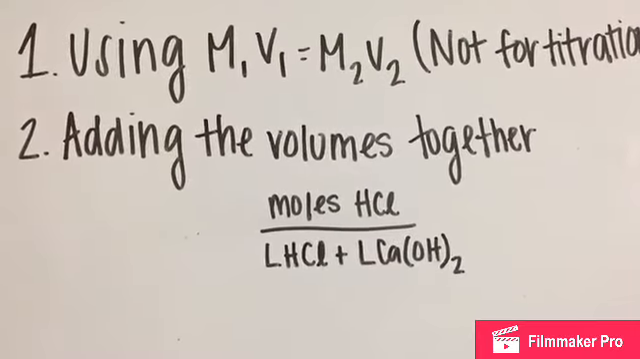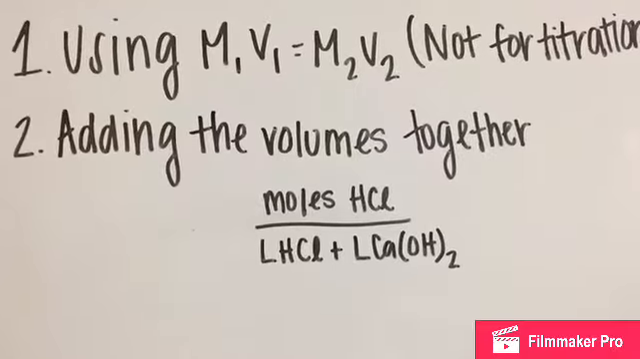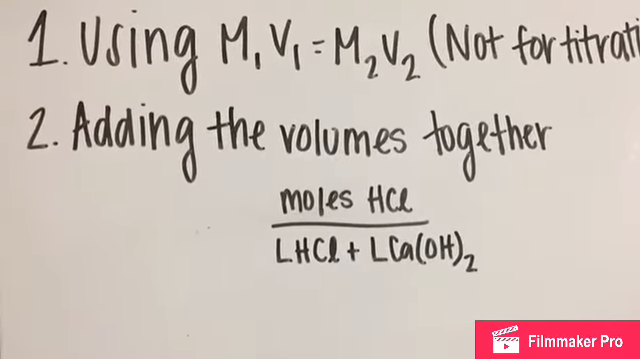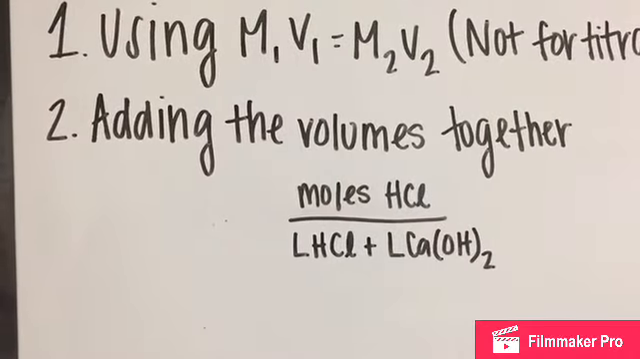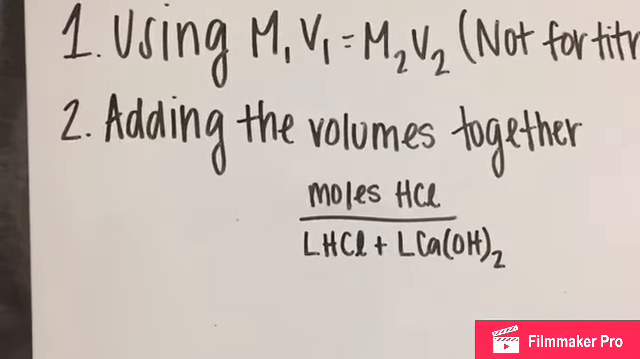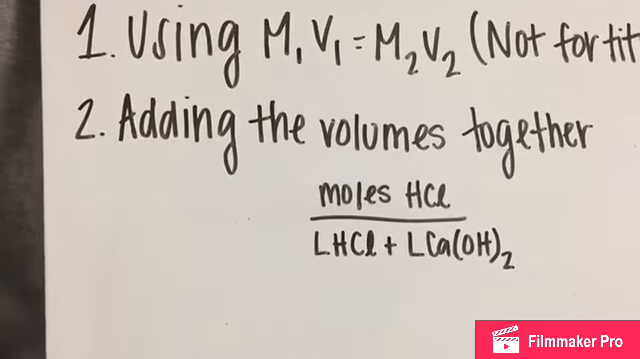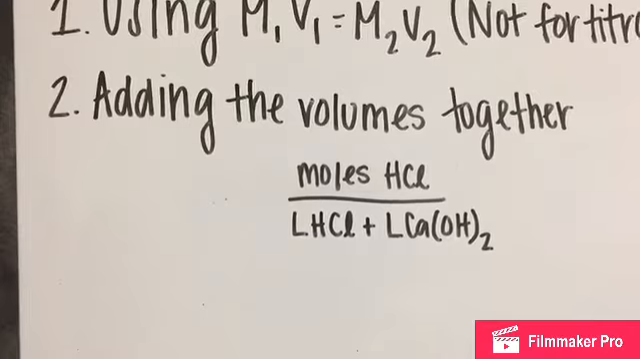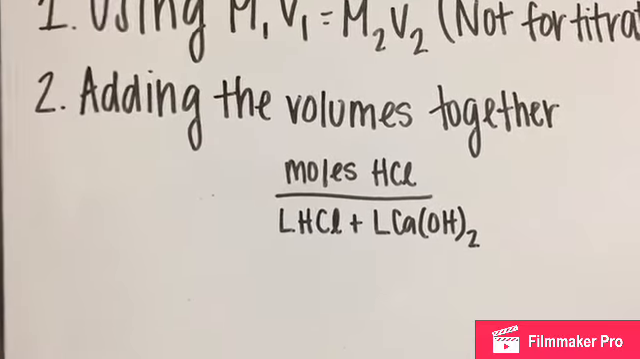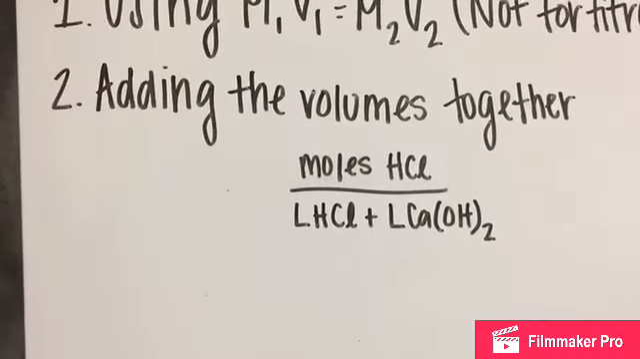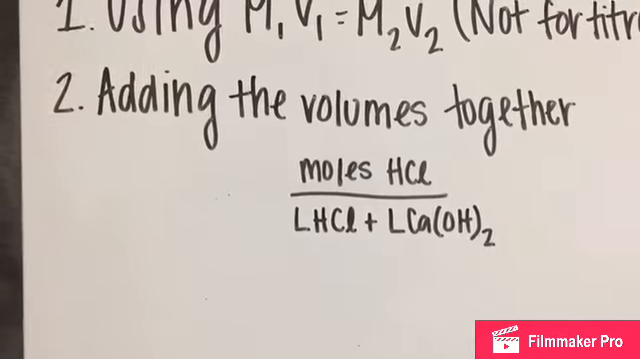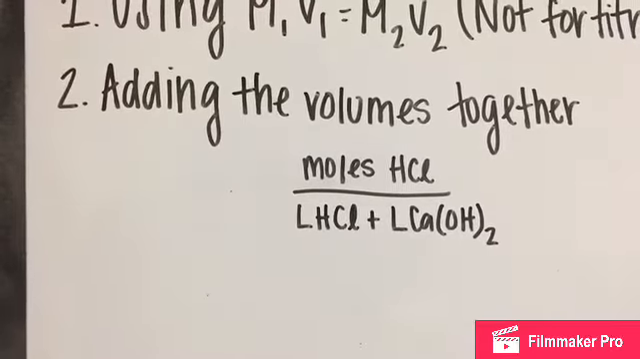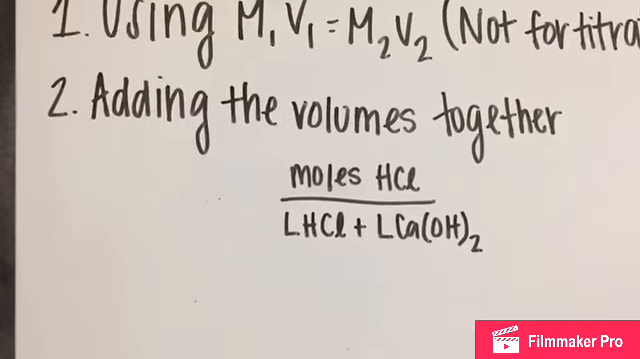The second common mistake is adding the volumes together in the end, after you have found the moles of hydrochloric acid and you divide by the liters of the hydrochloric acid. If you were to add up both the liters of the hydrochloric acid and calcium hydroxide and divide by that, you would not get the concentration for the hydrochloric acid, because in the original solution there was no calcium hydroxide.